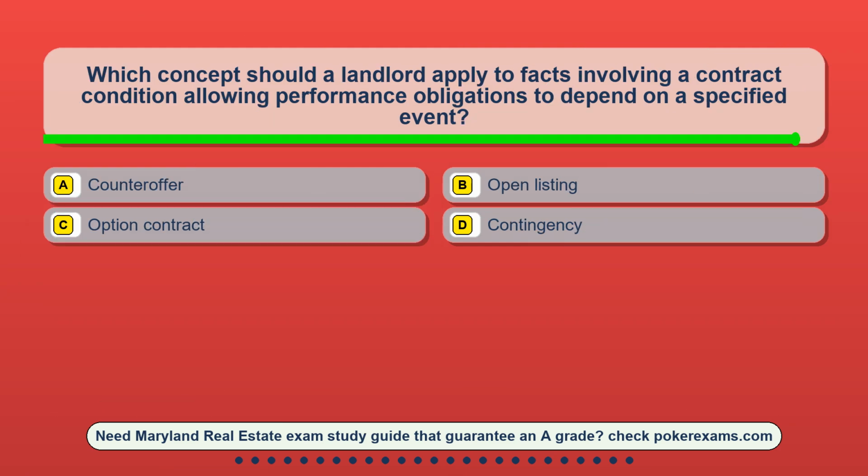Question 22. Which concept should a landlord apply to facts involving a contract condition allowing performance obligations to depend on a specified event? Option A, counteroffer. Option B, open listing. Option C, option contract. Option D, contingency.